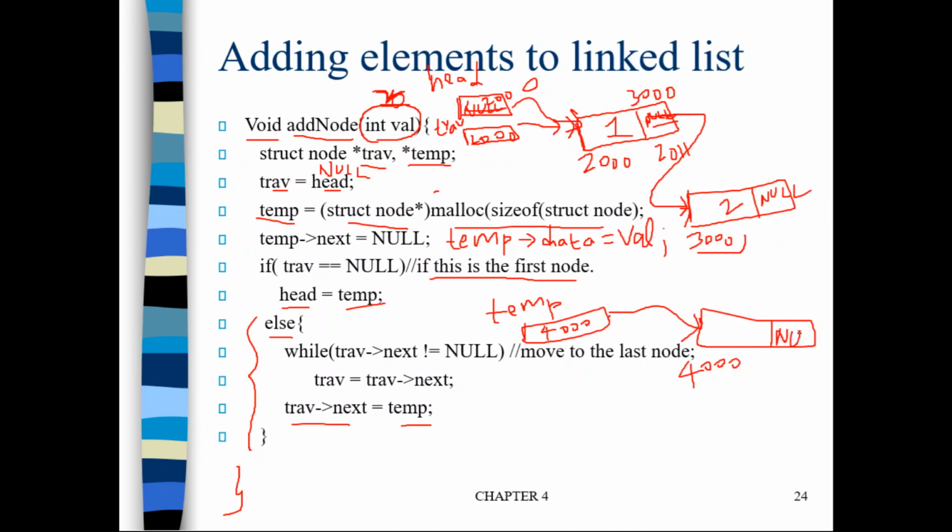Again, temp arrow next is null, because whenever you add a new node, we add the new node as the last node. So the last node's next should be null. So temp arrow next is null. Temp arrow data is val. What is val? 3. So this becomes 3.